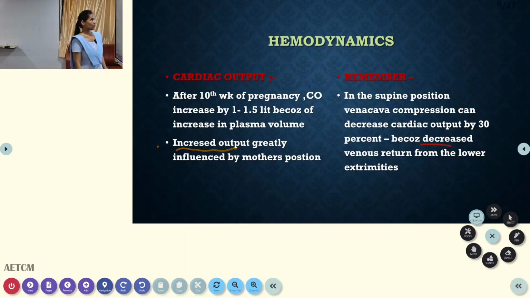So after the 10th week of gestation, cardiac output increases by 1 to 1.5 liters because of the increase in plasma volume, and it is greatly influenced by the mother's position. In the supine position, it leads to vena cava compression. So cardiac output decreases by 30% because of reduced venous return from the lower extremities.